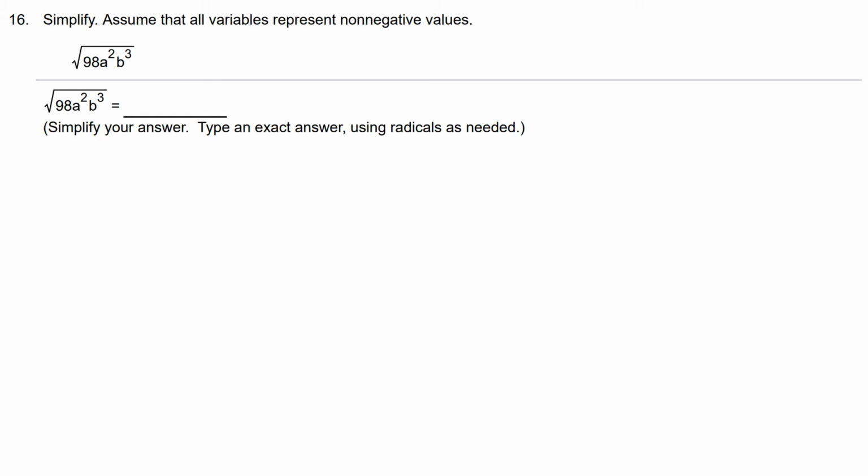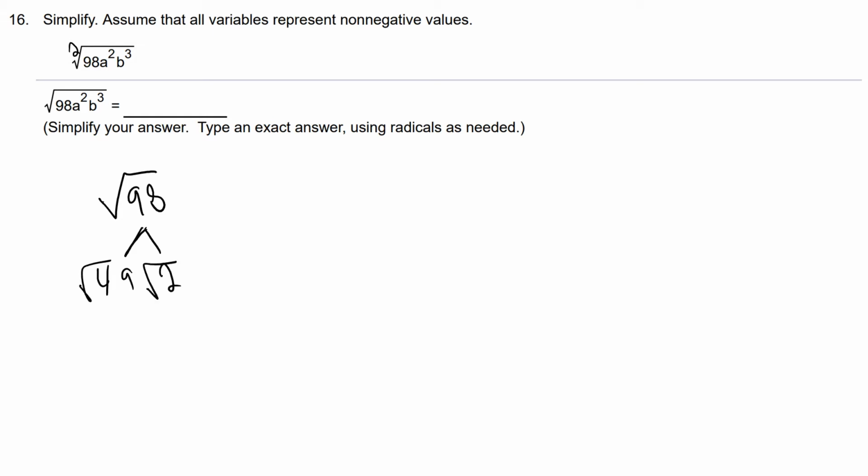It doesn't have a 2 or a 3 or a 4 for the index, but that means we can assume it's a square root. From there, what we're going to want to do is think about each part separately. So I'm going to start with the numbers, the square root of 98. Now, if I think about the square root of 98, I'm going to try to factor that. And I can factor that as 49 and 2. 49 times 2 is 98.